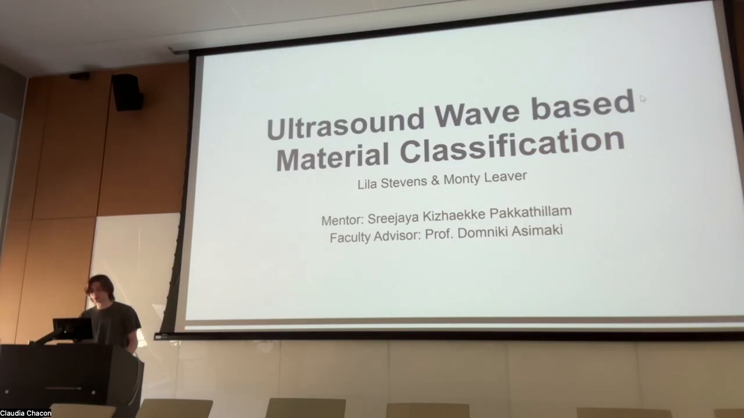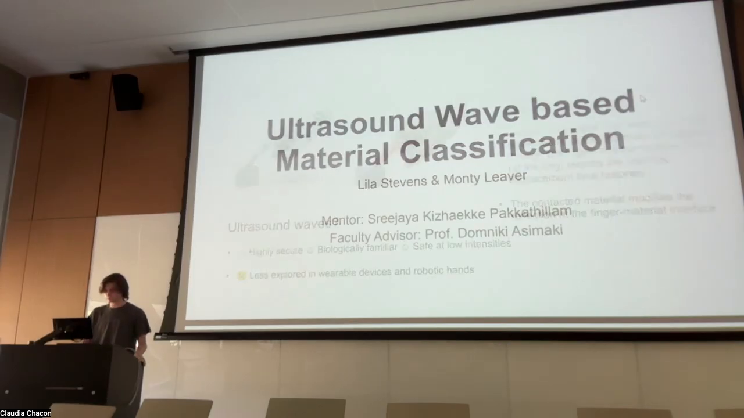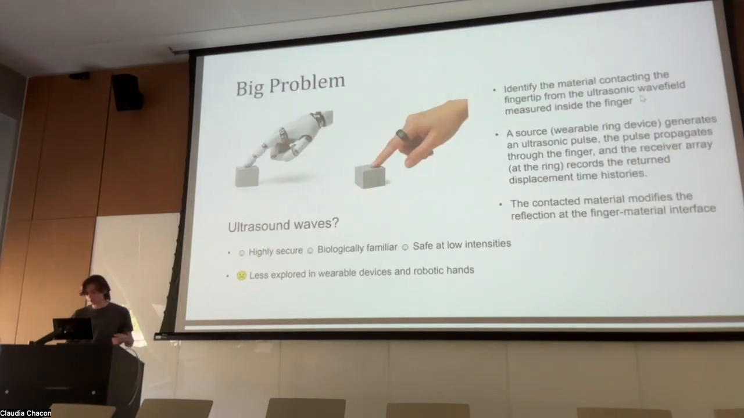This is my presentation on ultrasound wave-based material classification. So the general gist of the problem we tackled in this project was whether it's possible to use ultrasound waves to identify different materials. Essentially, the picture we had in our mind was that someone, a human or a robot, could wear a ring around their finger, and upon contact with some sort of surface, it would send out ultrasound waves, and through those be able to identify what kind of material it was touching.